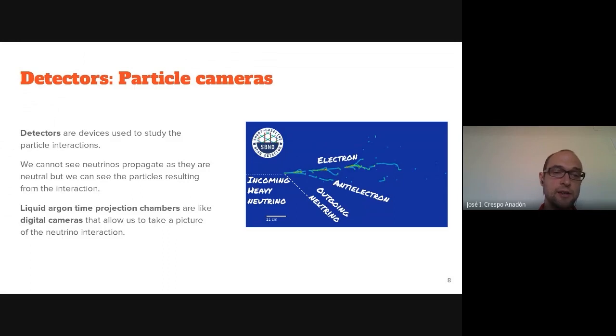So how do we see the neutrinos? Using detectors, which are devices to study the particle interactions. For neutrinos, because they are neutral, we do not see the incoming neutrino, or in this case, for example, an incoming heavy neutrino, but we see the products of the interaction. So for example, here you can see how an incoming heavy neutrino would approach our detector and then decay, producing an electron, which appears like a shower in our detector, an anti-electron, which is this branch here, and then there is an escaping neutrino that you cannot see either because, again, it's neutral. This kind of picture is taken by a detector called a liquid argon time projection chamber, which basically works like a digital camera.